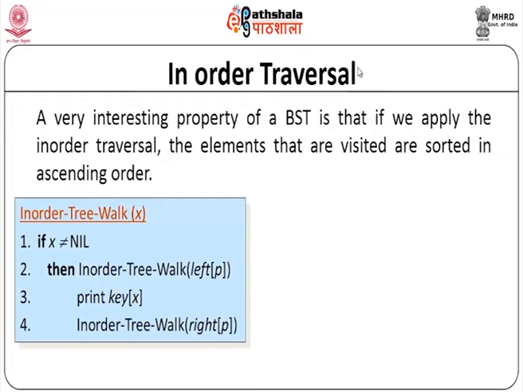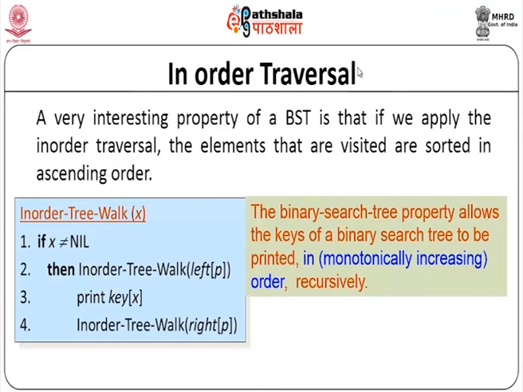Every time you do the in-order traversal, you finish the left side, do the root, and then the right. We have already seen this in binary search tree traversals. The in-order traversal concept is not different, but what is inside, those keys, are in a particular order. The binary search tree property allows the keys of a binary search tree to be printed in monotonically increasing order, and you can do that recursively.